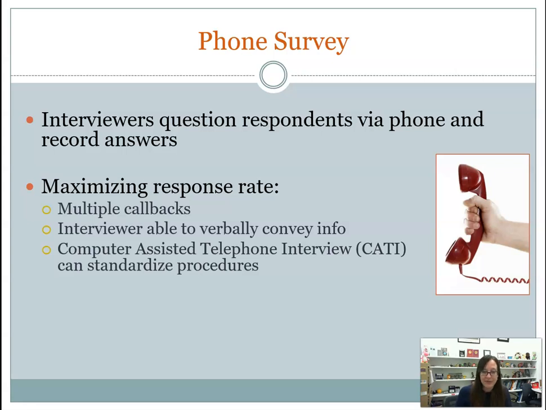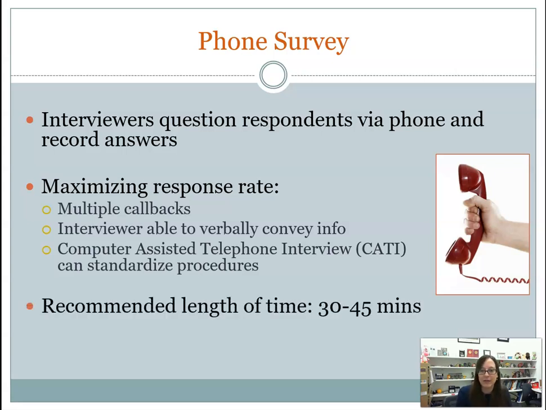So CATI in particular, the interviewer uses the computer to enter the responses and then it goes automatically into a database. So it takes out the step of having to take the notes or the responses that you got during the phone survey and then entering them into a database. It cuts out that step. And then it also automatically follows skip patterns and asks contingency questions where it's relevant and things like that. So it helps standardize the procedure and make it flow a little more smoothly.